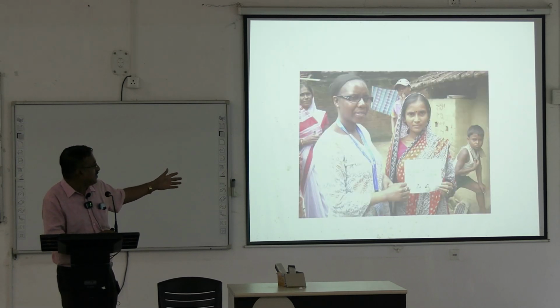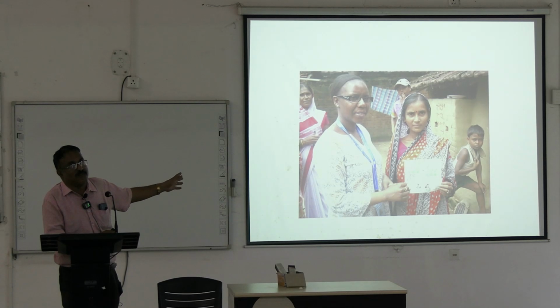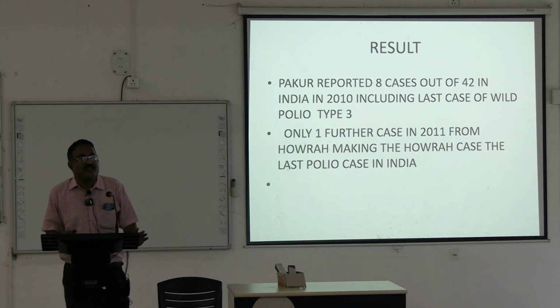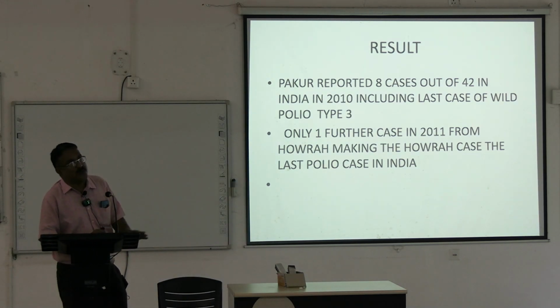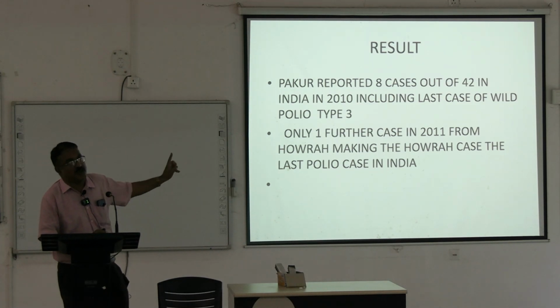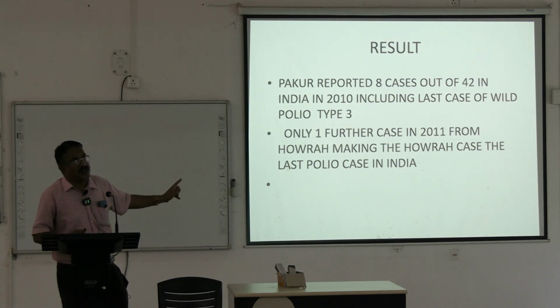And next, there's also a person from Zimbabwe, international people also who had come to Pakur. This lady from Zimbabwe, she's examining the immunization card. Okay. So, this is what WHO did. But the result was fantastic. Pakur reported 2 cases out of 42 in India, including the last case of wild polio type 3 virus, which was detected in Pakur. But after that, there was only 1 case. It was from Howrah, which was the last polio case in India.